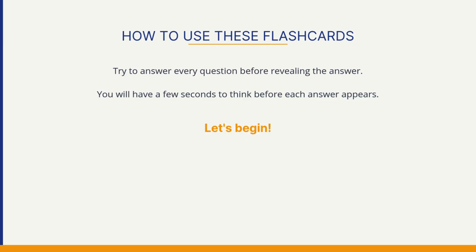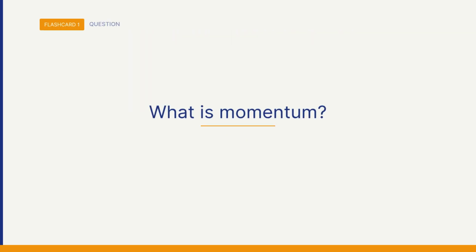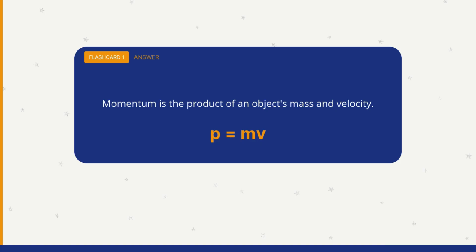Let's begin. Flashcard 1. What is momentum? Think carefully before revealing the answer. The correct answer is, momentum is the product of an object's mass and velocity. The formula is P equals mv, where P represents momentum, m represents mass, and v represents velocity.